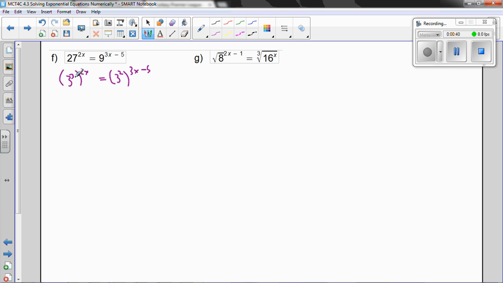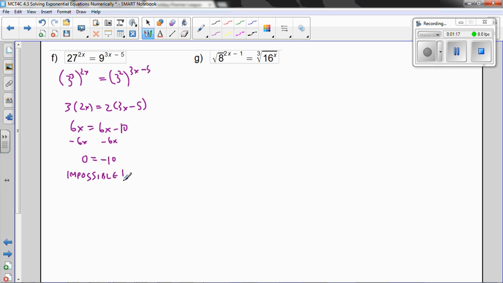Because now on the left side, the exponent is 3 times 2x, and on the right side 2 times 3x minus 5. We'll see in this one something weird happens here as well, because when I expand, subtract 6x from both sides, so I get all the x's on the same side, I get something that's very strange. The x disappears, and then I get this 0 equals negative 10, which is impossible. It doesn't work.